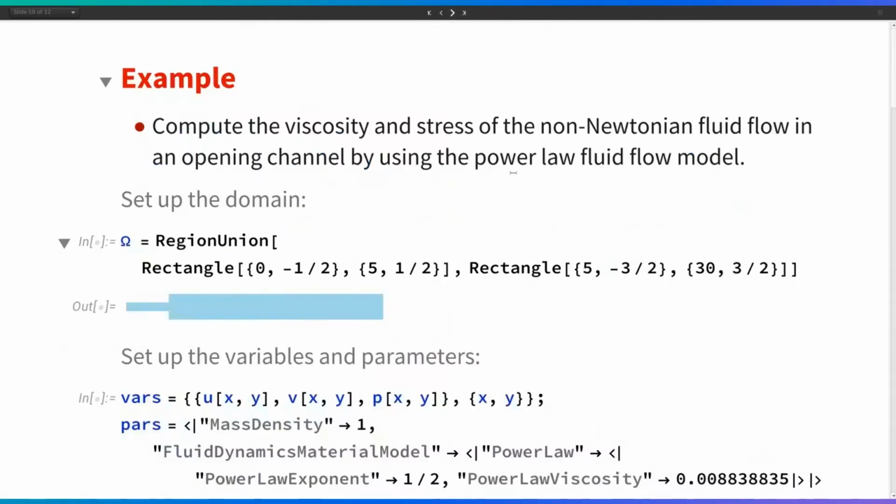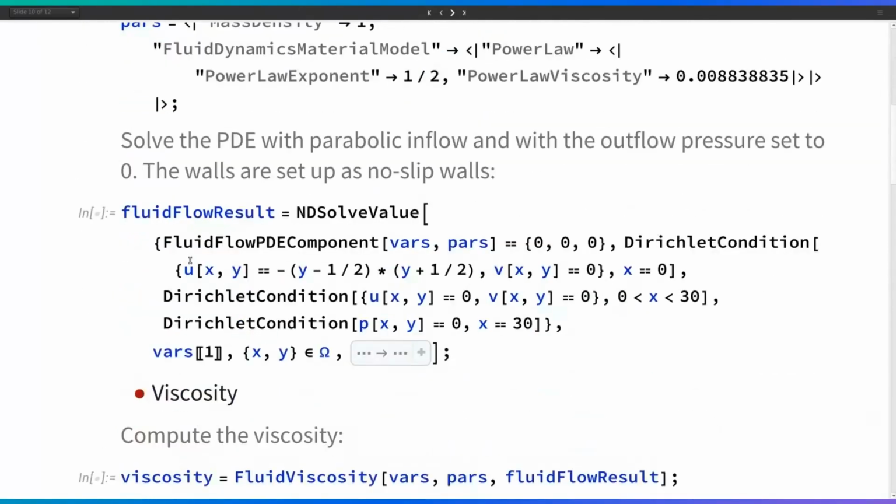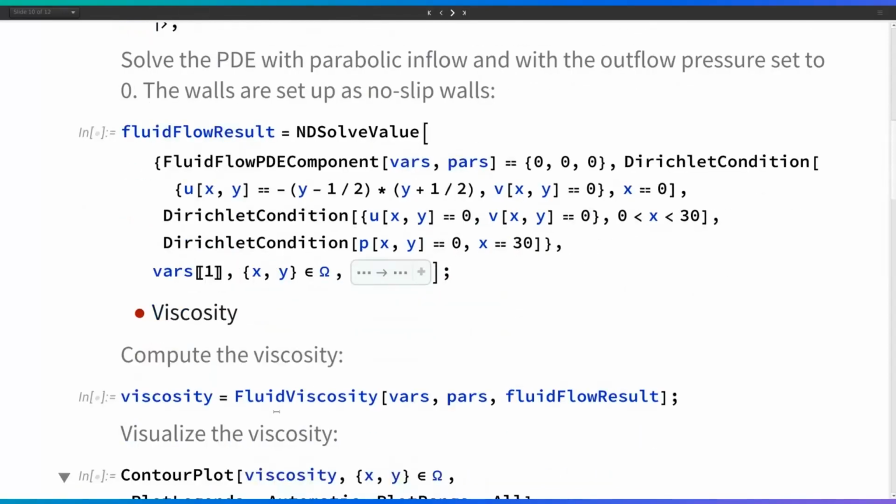And here we have a non-Newtonian flow in an opening channel. This example uses once again the power law fluid, and this is the domain that this example uses. Here on the left-hand side we have an inflow, so the fluid flows into the domain, and on the right-hand side we have outflow, so the fluid flows out of this domain. So first we set up the domain, then we set up the variables and parameters, and then we use the fluid flow PD component and ND solve to generate and solve the equations. And once we have the solution, we can compute the viscosity. And for this, we of course use the fluid viscosity.